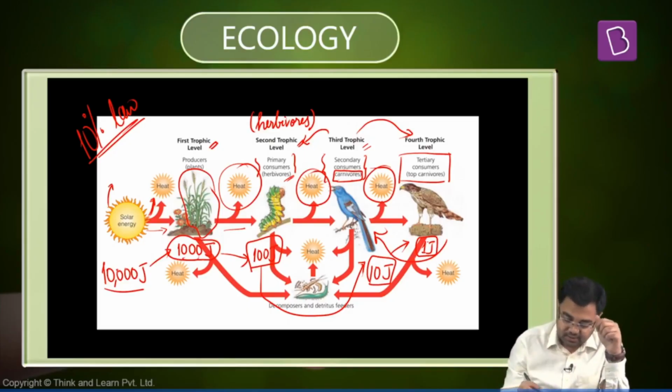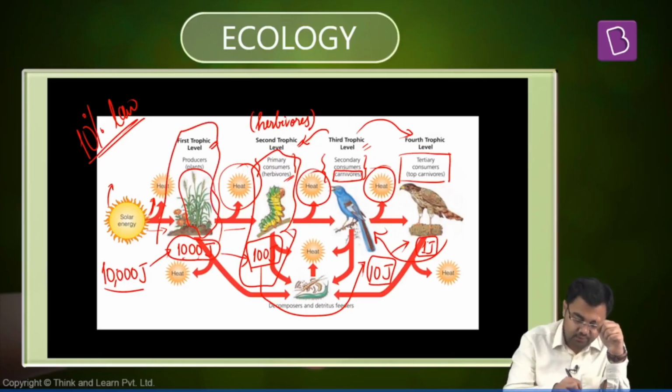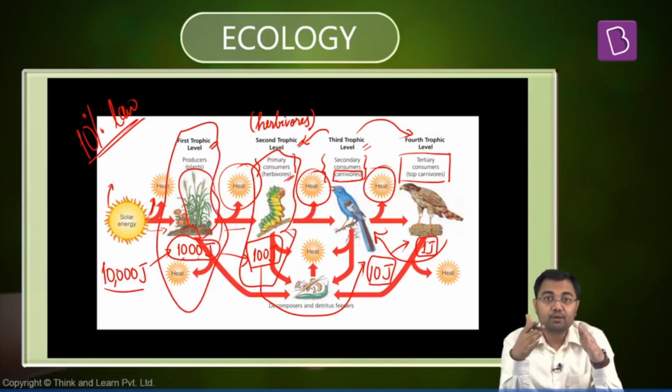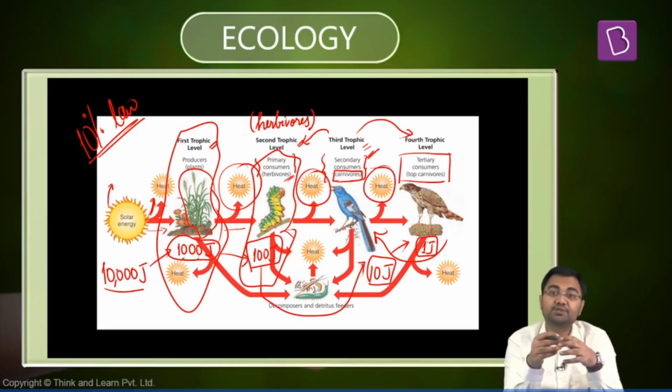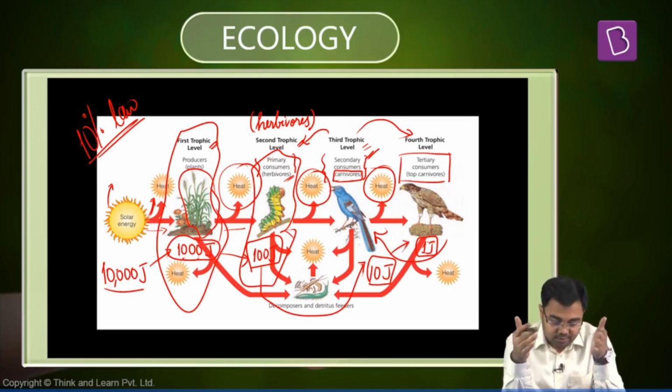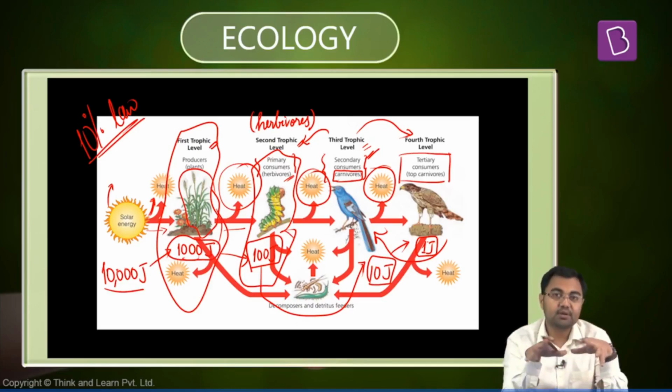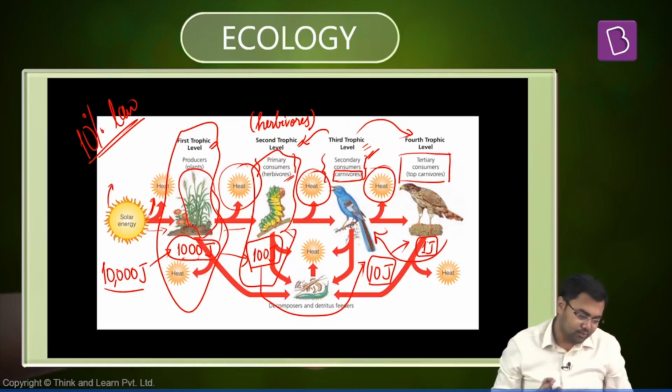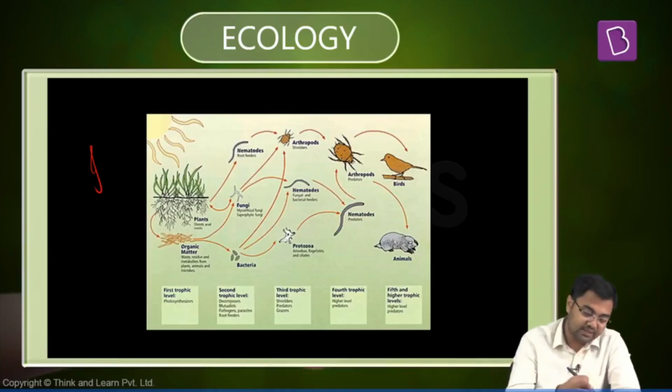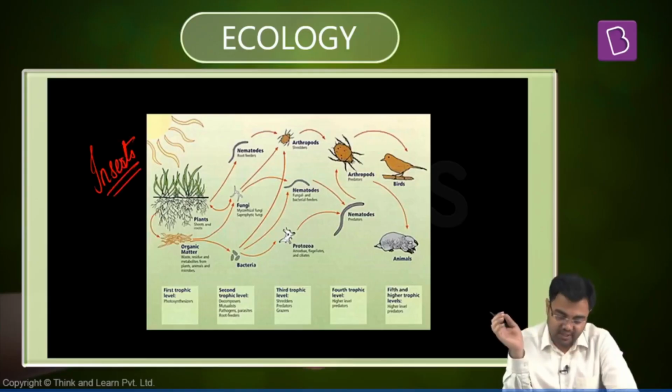So the energy that you would get from a producer would be much higher than the energy that you would get from the consumption of a secondary consumer. So this is what happens in a food chain. Now, if you see another example, this is what happens among insects in the food chain.